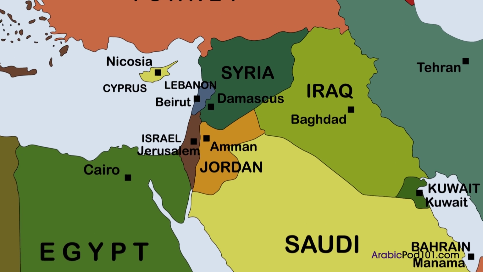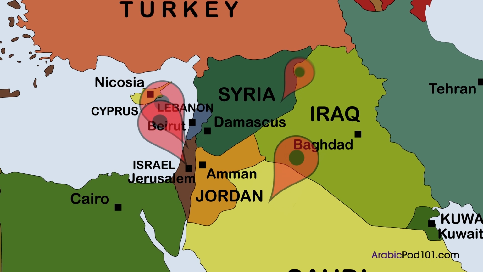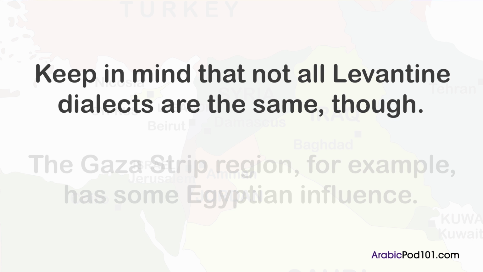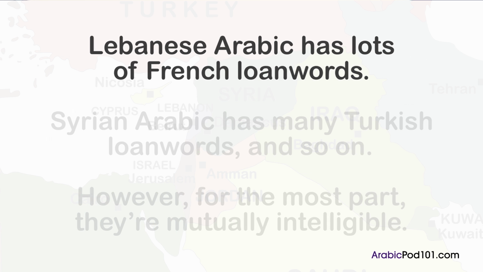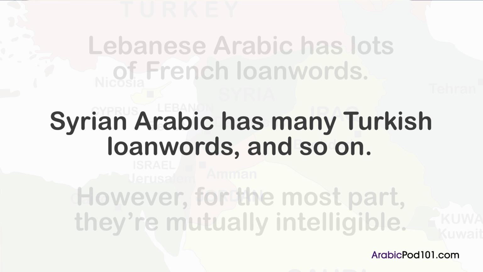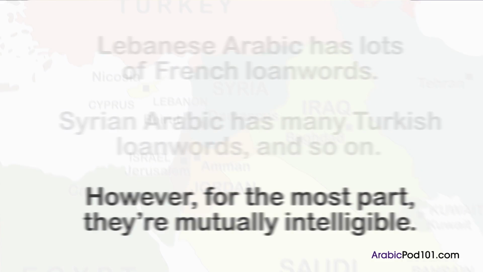Next, let's move on to Asia. Let's take a look at the Levantine region. This includes Palestine, Israel, Jordan, Syria, and Lebanon. Keep in mind that not all Levantine dialects are the same though. The Gaza Strip region, for example, has some Egyptian influence. Lebanese Arabic has lots of French loanwords. Syrian Arabic has many Turkish loanwords, and so on. However, for the most part, they're mutually intelligible.